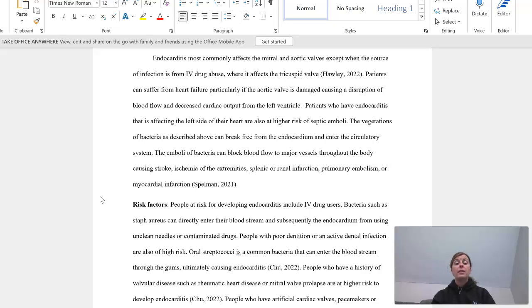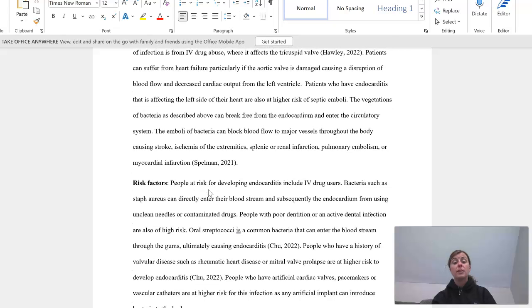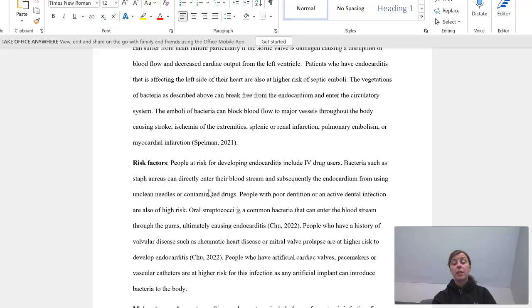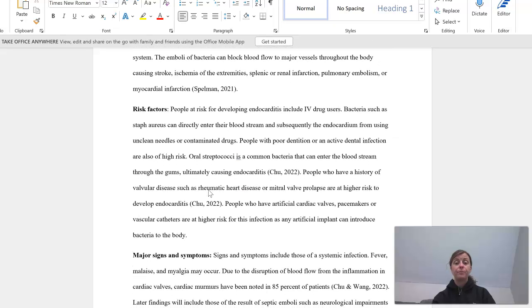Patients who have endocarditis that is affecting the left side of their heart are also at higher risk of septic emboli. That's when the vegetations that we were just discussing, the vegetations of bacteria, can break free from the endocardium and enter the circulatory system. So those emboli of bacteria then block blood flow to major vessels throughout the body, and that can cause stroke, ischemia of the extremities, splenic or renal infarcts, and pulmonary embolism.